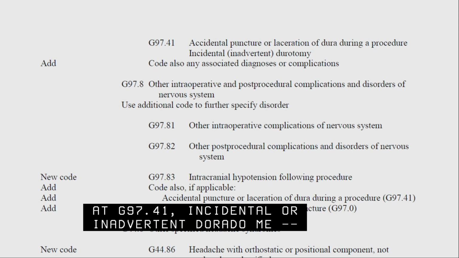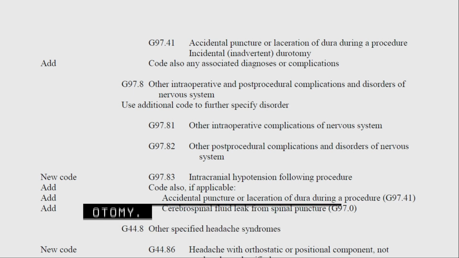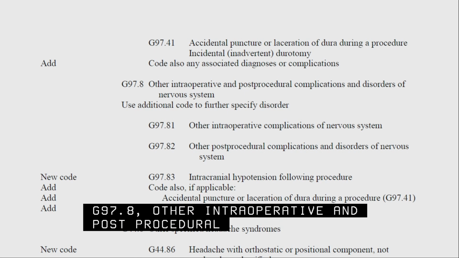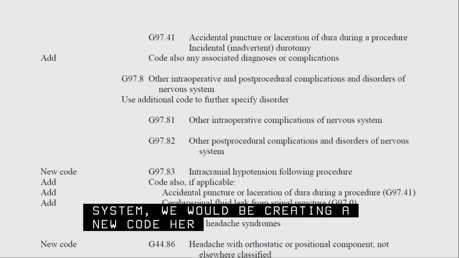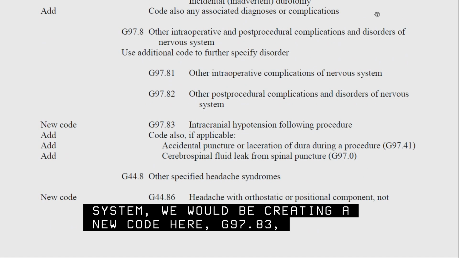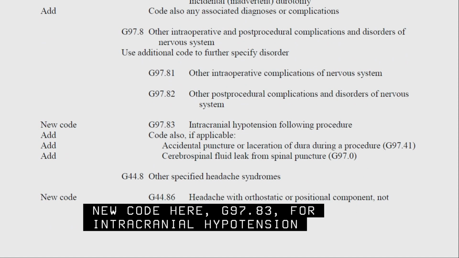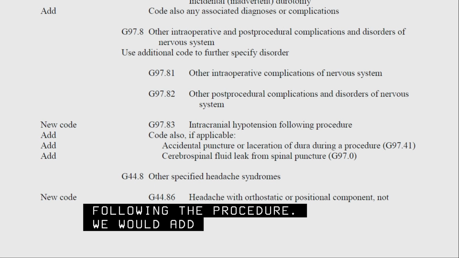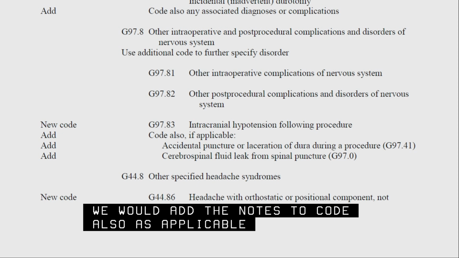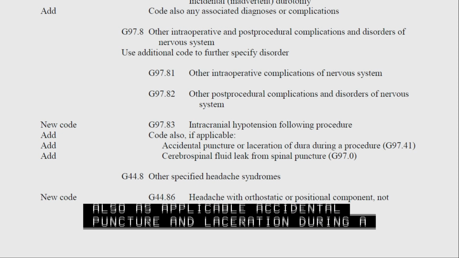And at G97.8, other intraoperative and post-procedural complications and disorders of the nervous system, we would be creating a new code here, G97.83, for intracranial hypotension following a procedure. And we would add notes to code also, if applicable, accidental puncture or laceration of dura during a procedure, and cerebrospinal fluid leak from spinal puncture.